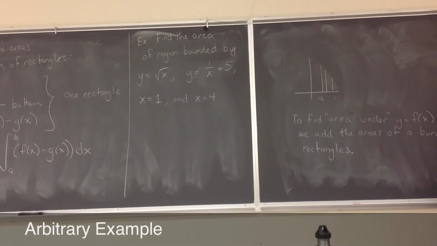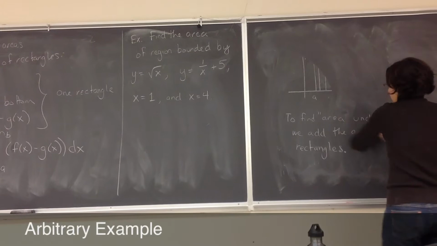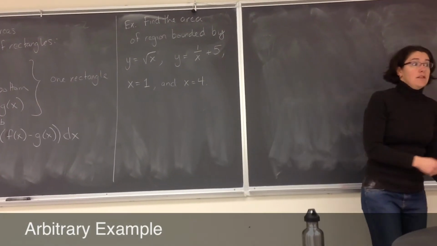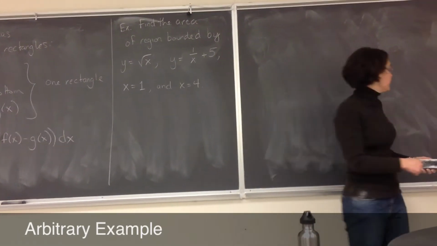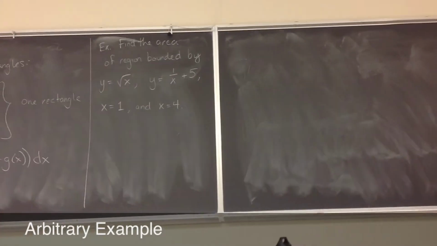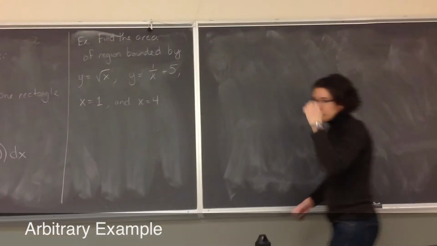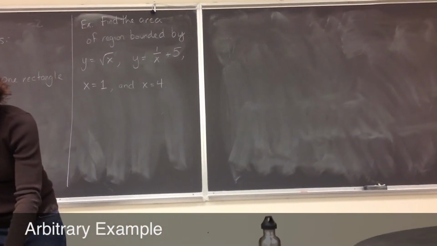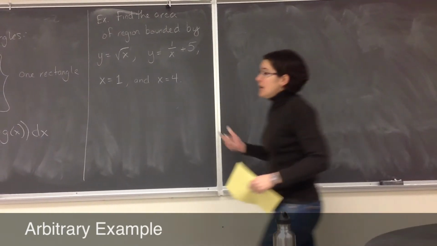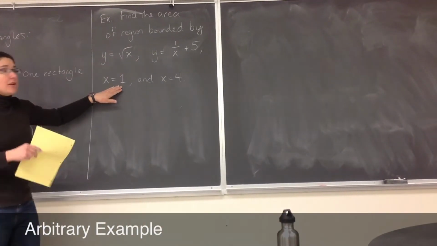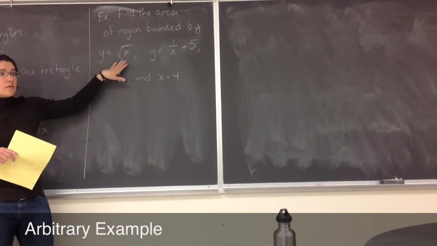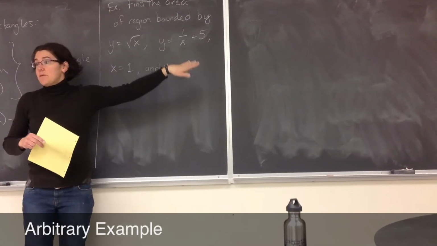Alright, so the very first thing that we want to do is get an idea of what the heck this region looks like, which means that you want to make liberal use of your calculator. So if you have your calculator, please pull it out. And on your calculator, you're not going to be able to graph x equals 1 and x equals 4 because those are going to be vertical lines. But you can graph y equals the square root of x, and you can graph y equals 1 over x plus 5.